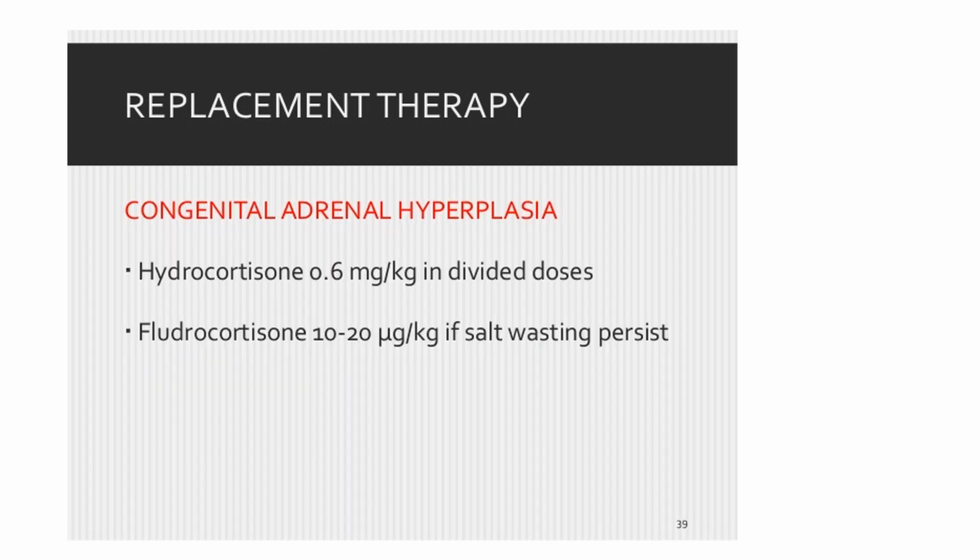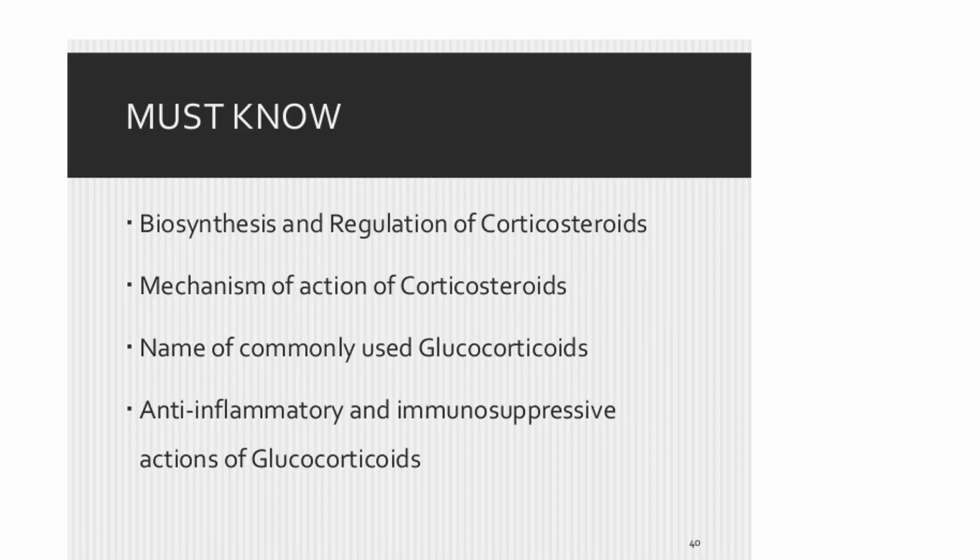As I told you, in congenital adrenal hyperplasia, hydrocortisone is selected and is given in divided doses 6 mg per kilogram. And also, if there is salt wasting that persists, then we can go to fludrocortisone, that is 10 to 20 microgram per kilogram. Okay, with this slide we can end our class.